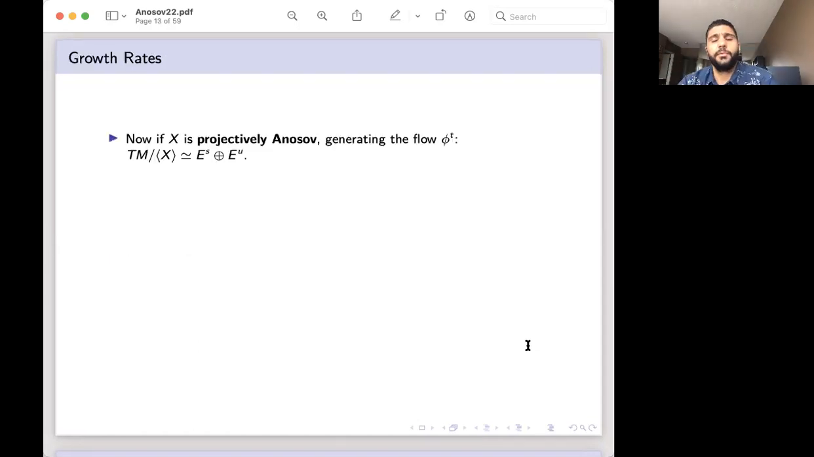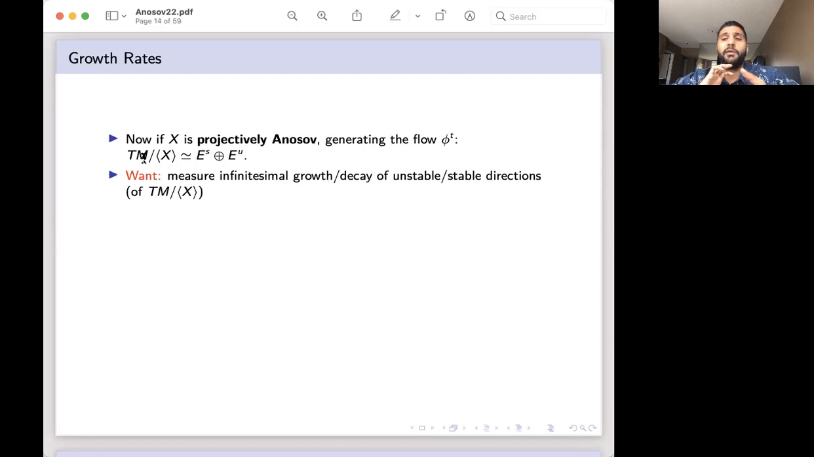To talk a little bit about the growth rates, let X, the first condition was X being projectively Anosov, which was the same thing as saying that X is in the intersection of a pair of positive and negative contact structures. Remember that means that I can have an invariant and continuous splitting of the normal bundle of the direction of the flow, such that I have relative growth in the E^u direction.